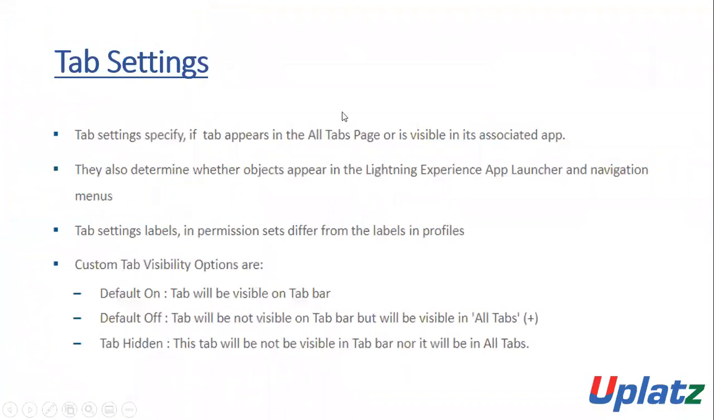Tab settings, we are already aware of what tabs are. Tab settings specify if a tab appears in all tab pages or is visible in its associated app. They also determine whether objects appear in the Lightning Experience app launcher and navigation menus. Tab settings, labels, and permission set differ from the labels in profiles. Custom tab visibility options are default on, default off, and tab hidden.